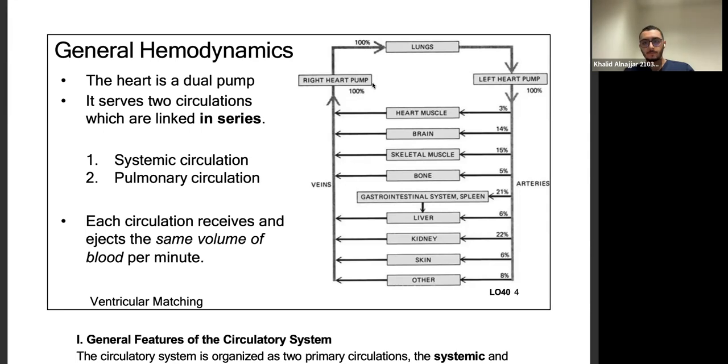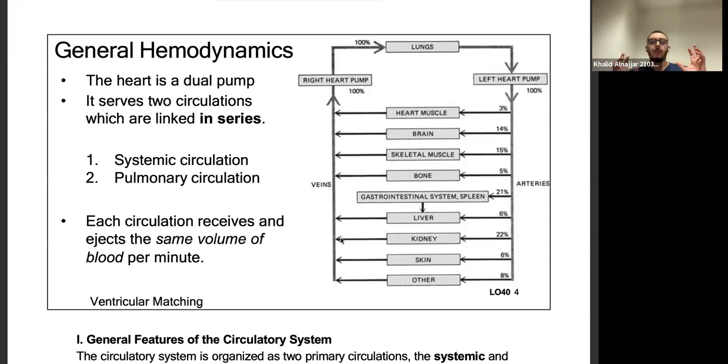Whenever the left heart pumps the blood that circulates to each organ, this circulation is systemic. Or whenever the right heart pumps to the lungs, this circulation is pulmonary. Not the circulation in the lungs, and not the circulation in each organ or in each system, but the circulation to the system and to the organ is in series. And what does in series mean? In series basically means that all destinations will receive the same volume of blood per minute.